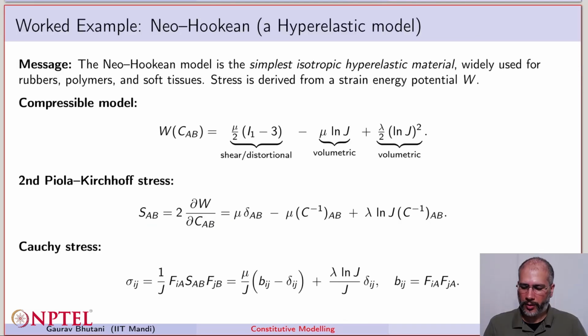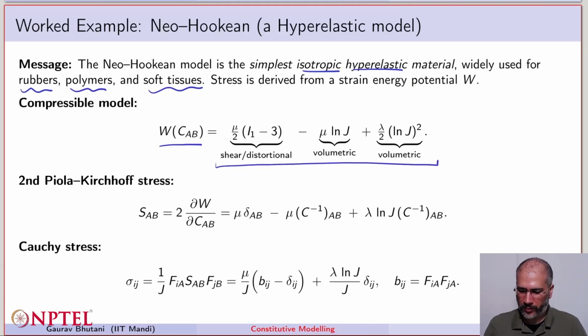Neo-Hookean models are the simplest isotropic hyperelastic models, which are widely used for materials such as rubbers, polymers, and soft tissues. Since the general way of doing things in elasticity, as we are seeing now, is to write things in terms of the strain energy density function W, we develop this function first, and from this function we get our finite stress, PK2, by using this relation.